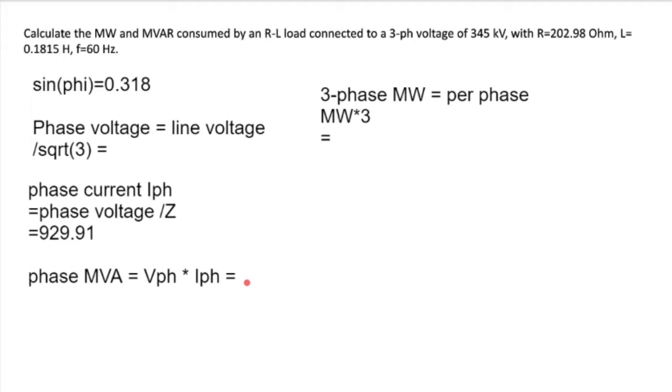$526. That's the one that Umeshan wrote in the first place. So thank you very much. If you get that one, we come to the next one, which is three-phase megavar, which is per phase megavar times 3.